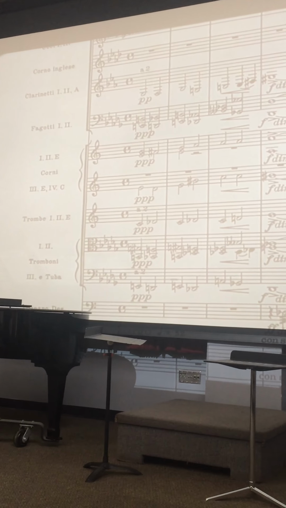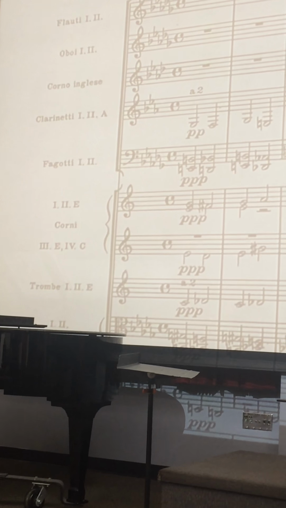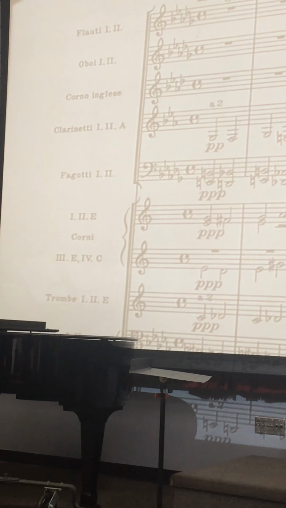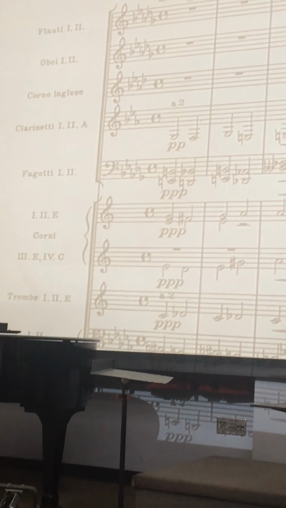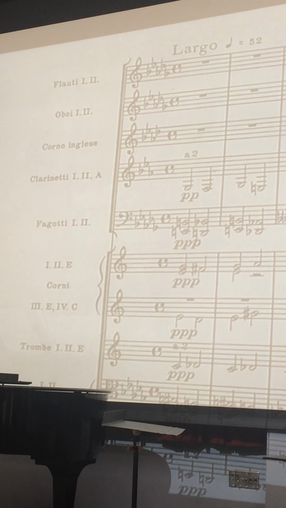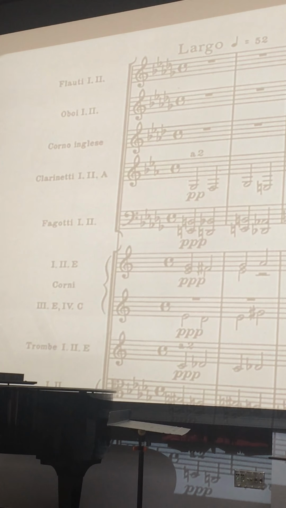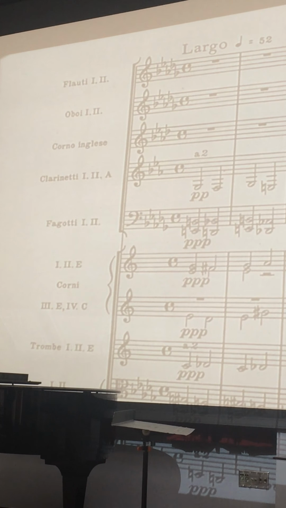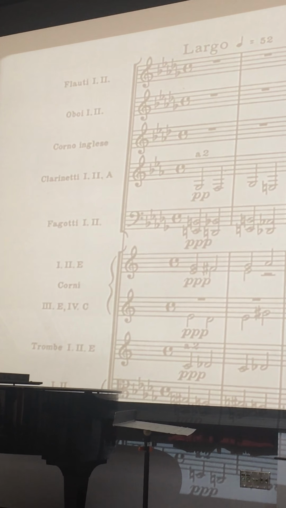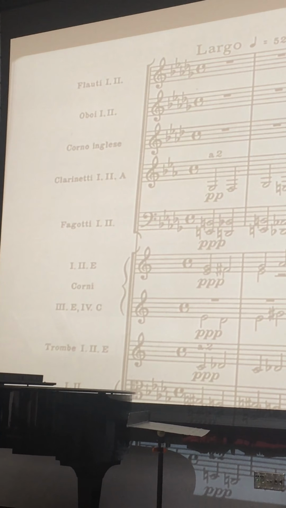What can we see here that we need to know? First of all, what's our concert key? Look at flute and oboe, that would be a good indication of what your concert key is. What's our concert key? D flat. D flat major. Okay. Does anyone not agree with that?